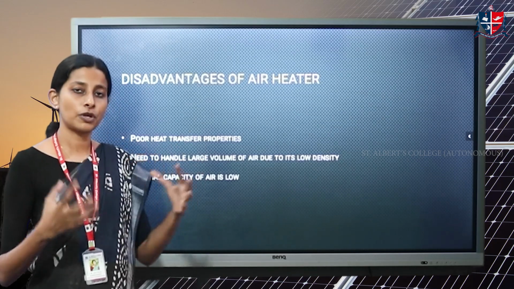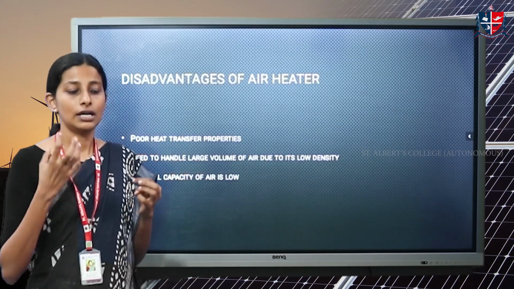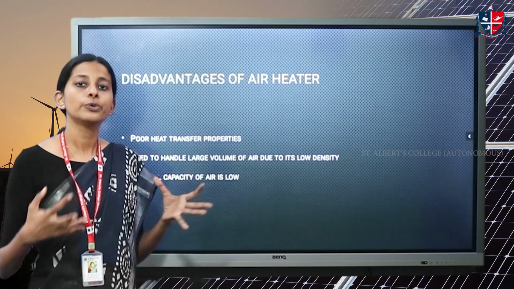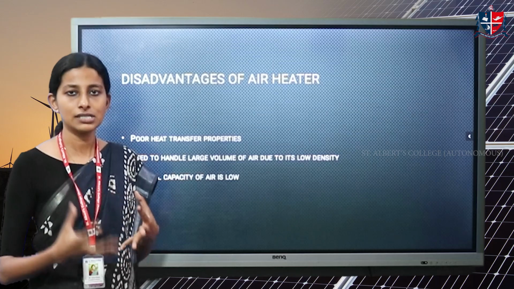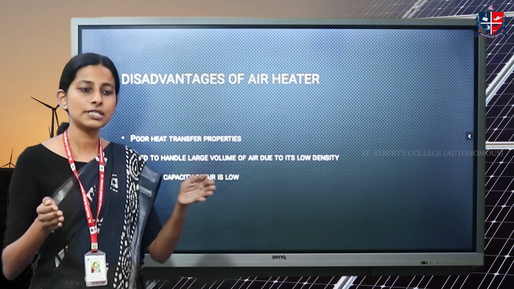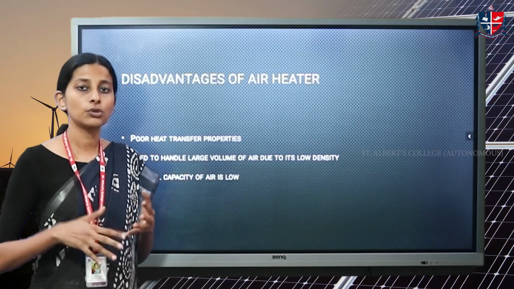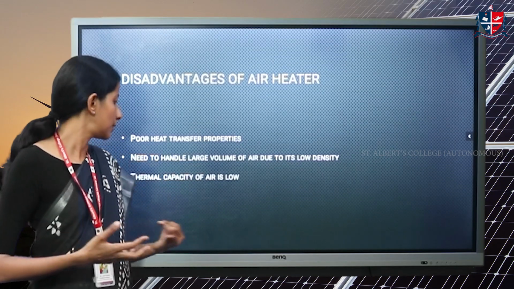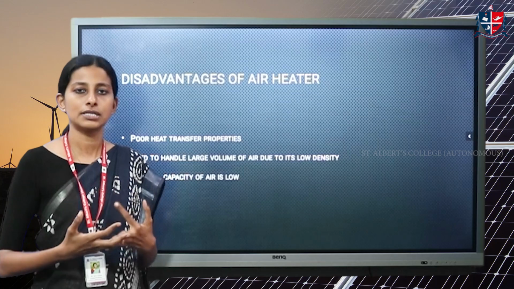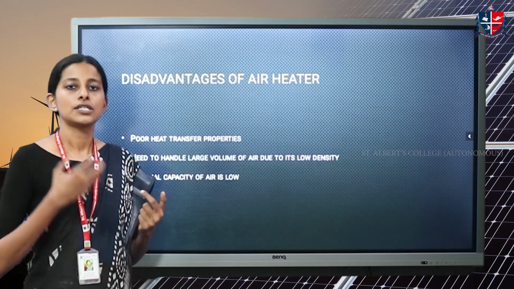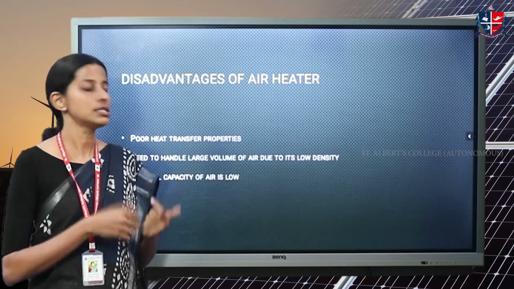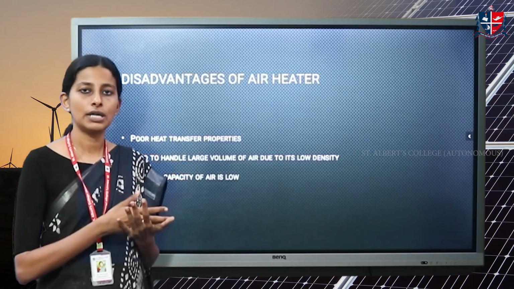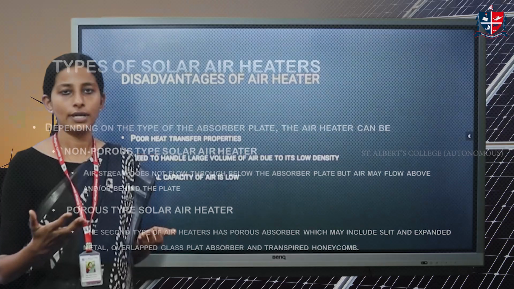Next one is that a peculiar thing about air is that it is very light. Its density is very low. So in order to heat up a very large space, you need huge volumes of air. So that is a demerit. Maybe the space needed to be heated up is small, but the quantity of air needed is substantially higher. So that is another demerit. Third one is, as I said, the thermal capacity. It is not a good conductor of heat. It is not a good transferer of heat, and since it is low, you need it in large volumes. So these are the advantages and the disadvantages of solar air heaters.